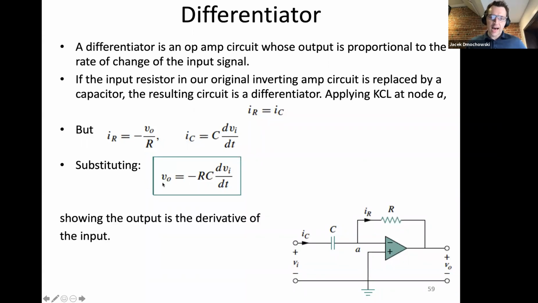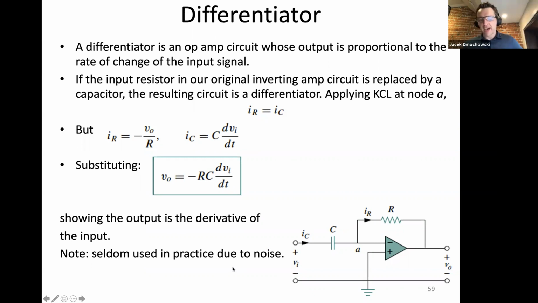And so as the name suggests, our output is proportional to the derivative of the input. Now, this is not often used, and the reason for that is noise is often high frequency. So if you've heard of the term white noise, if you actually look at what a white noise trace looks like, it just looks like squiggles going up and down really fast.